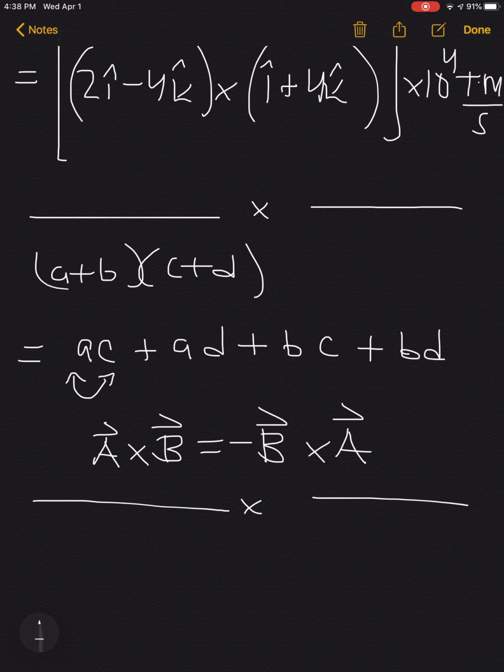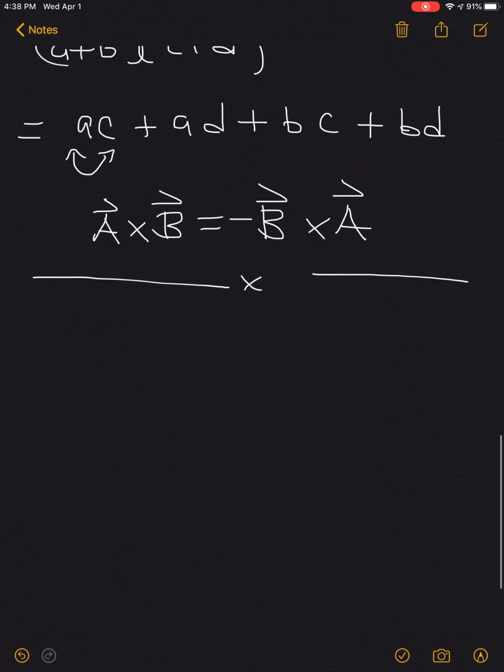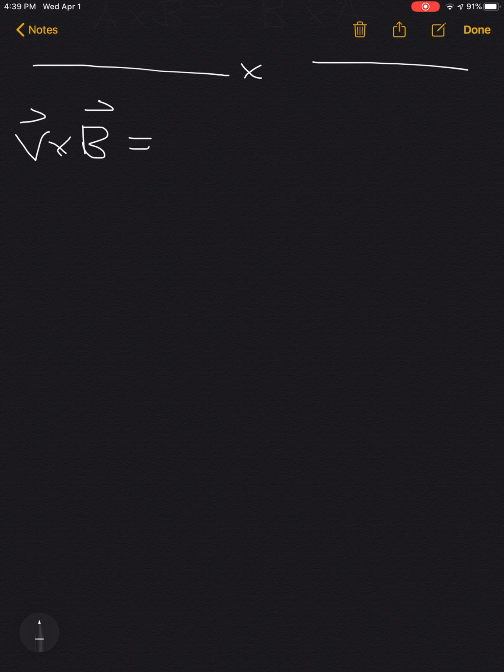So when you go back to the original piece, let's scroll down a little, you're going to have that V cross B is going to be equal to, well, when you do the first piece, and let's go down here just to give ourselves more room, the first factor gives you a factor of 2. And then you do the cross product of those vectors. So this is I cross I.